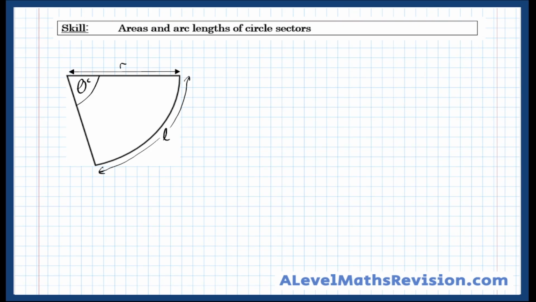So the arc length L is equal to, when the angle is measured in radians, r theta, and that's a formula you've got to learn. The area of the circle sector, again the formula is somewhat simplified, and this is a formula I've got to remember, half r squared theta.